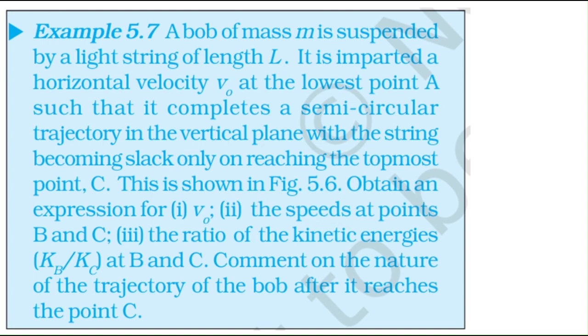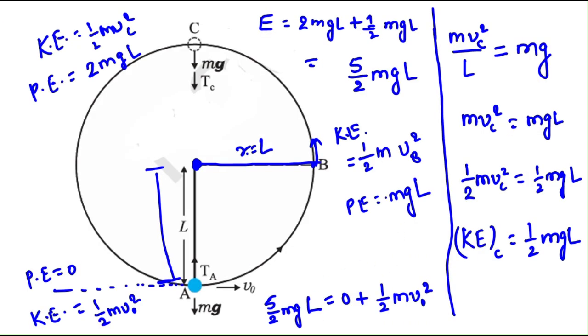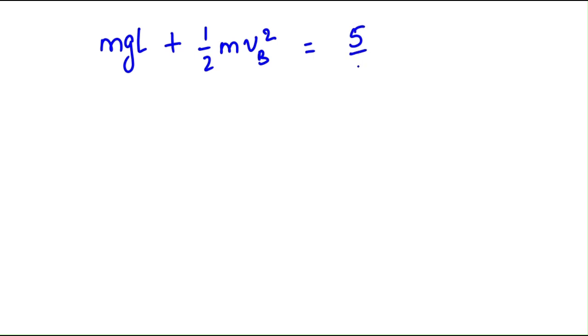Okay, so at point B, look, we have here one key point, and this key point is that the total mechanical energy is 5 by 2 mgl, and now we are going to use it again and again. So let's say at point B, the potential energy will be mgl, as we have already seen, plus 1 by 2 m v_b square, and then this total mechanical energy will be 5 by 2 mgl.